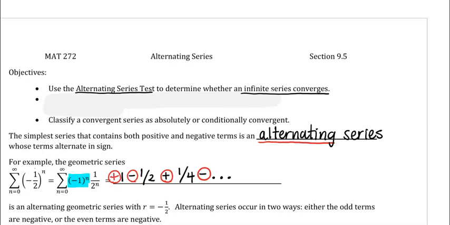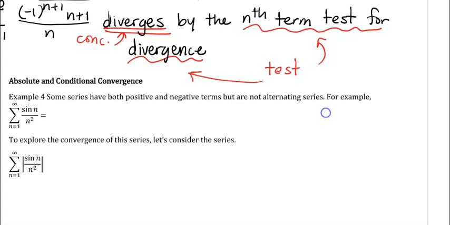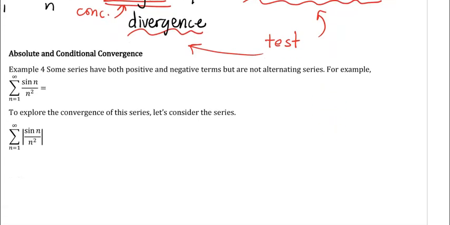In part 1 of this lecture, we discussed using the alternating series test to determine if an infinite series converges. Now we're going to shift our focus to classifying a convergent series as either absolutely or conditionally convergent. To begin, we start with an example of a series that will have both positive and negative terms, but it's not necessarily an alternating series.